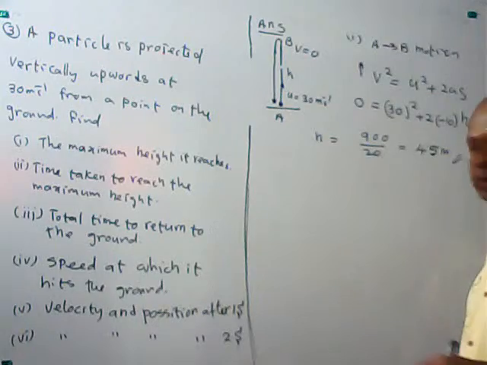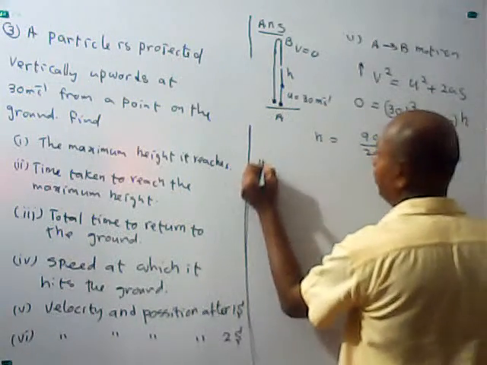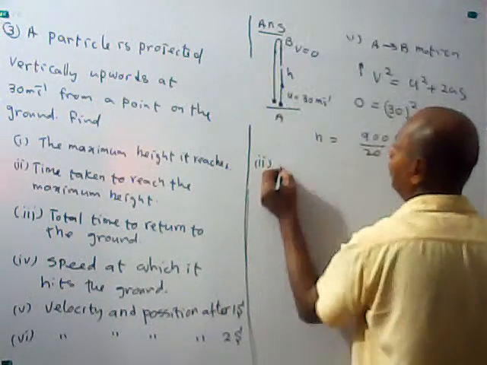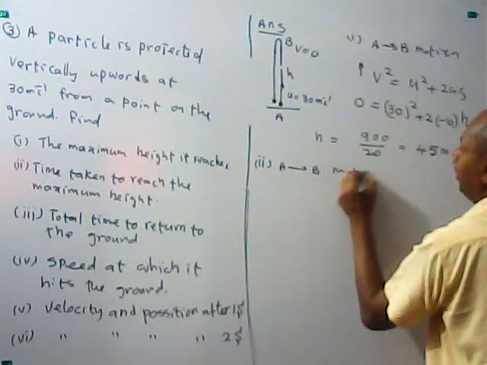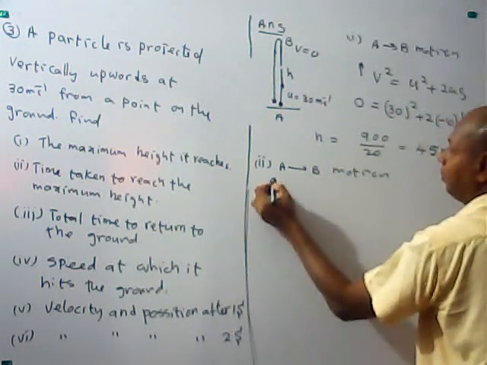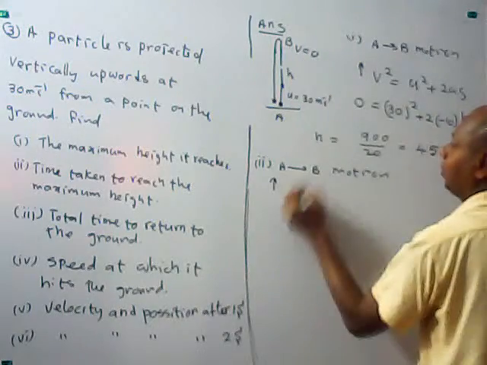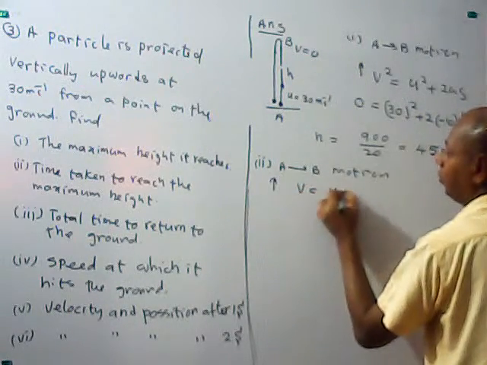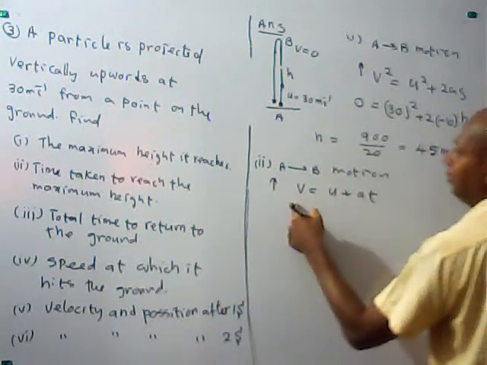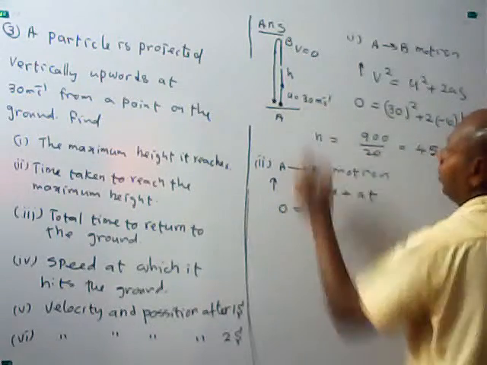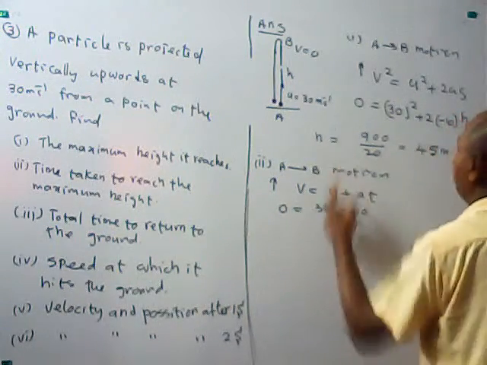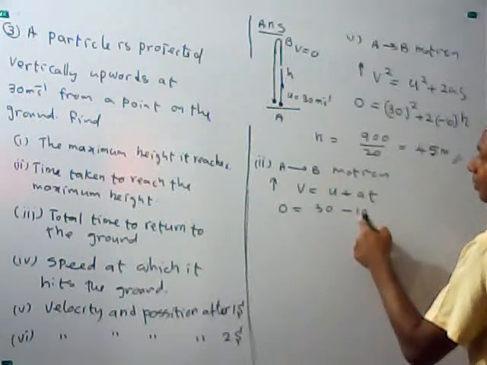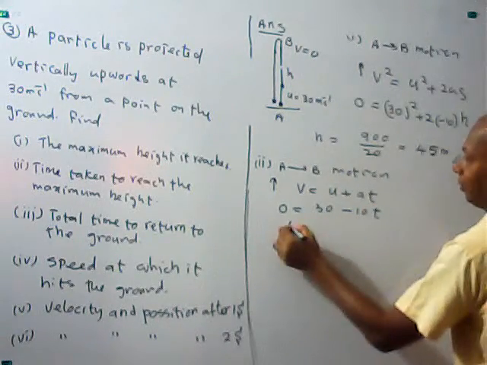Then to find the time taken, again for A to B motion, we apply upwards. Again, we know the velocity is 0. We can apply v equals u plus at. V is 0, U is 30, and because we are applying upwards, acceleration is minus 10, into T. T equals 3 seconds.